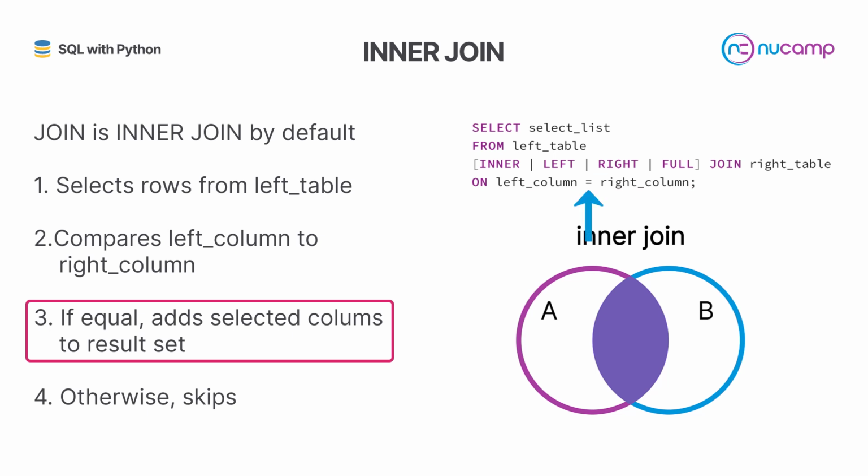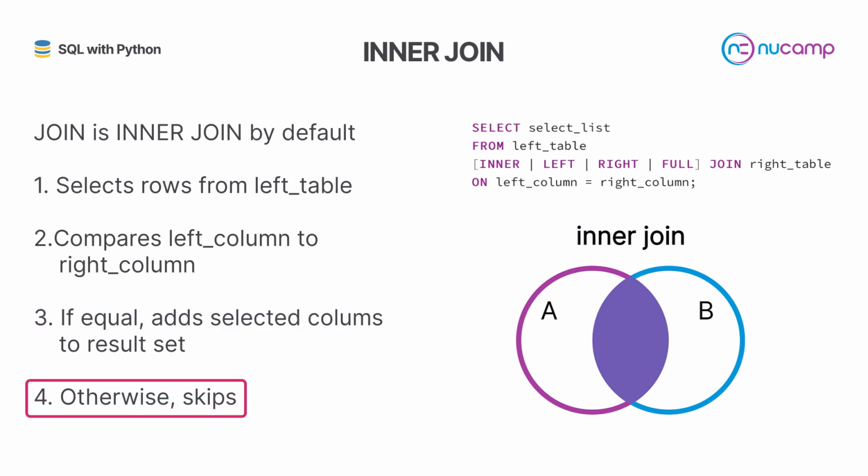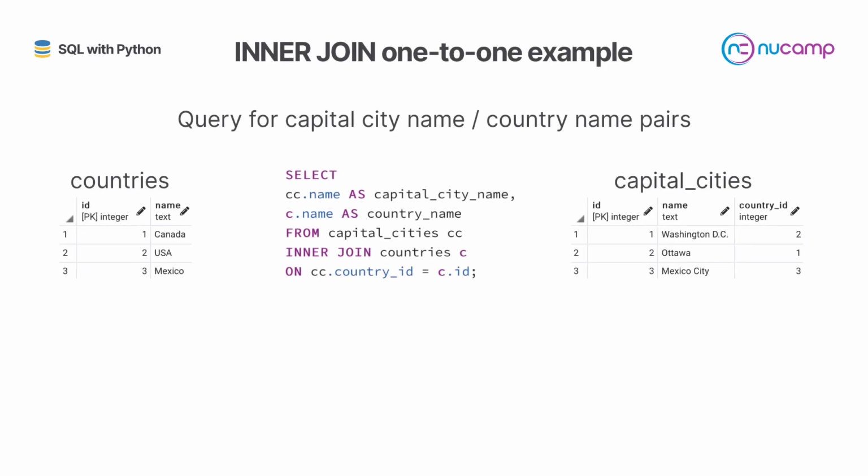Notice that a single equal sign here is used to test for equality, not to assign a value, as you might expect from Python or JavaScript syntax. If the values are not equal, an inner join will not add a new row to the result set. This is a key distinction between inner join and other types of joins. The example you saw at the beginning of this video is an example of an inner join.